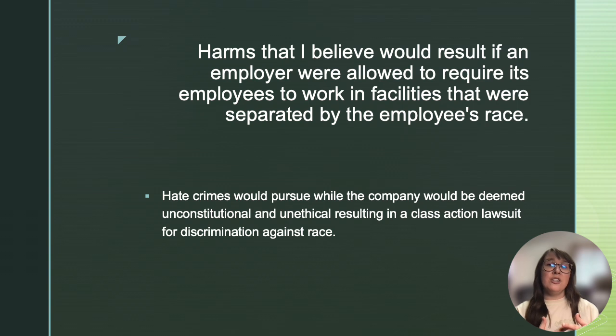So, based on what I've learned during the Brown versus Board of Education trials and putting this presentation together, regarding the harms that I believe would result if an employer were allowed to require its employees in their work facilities to be separated based on their races, I believe that hate crimes would ensue between the blacks and the whites in the workplace as well as outside of the workplace. And the company would probably be deemed unconstitutional and unethical, resulting in a class action lawsuit for discrimination against race, and probably would get shut down.